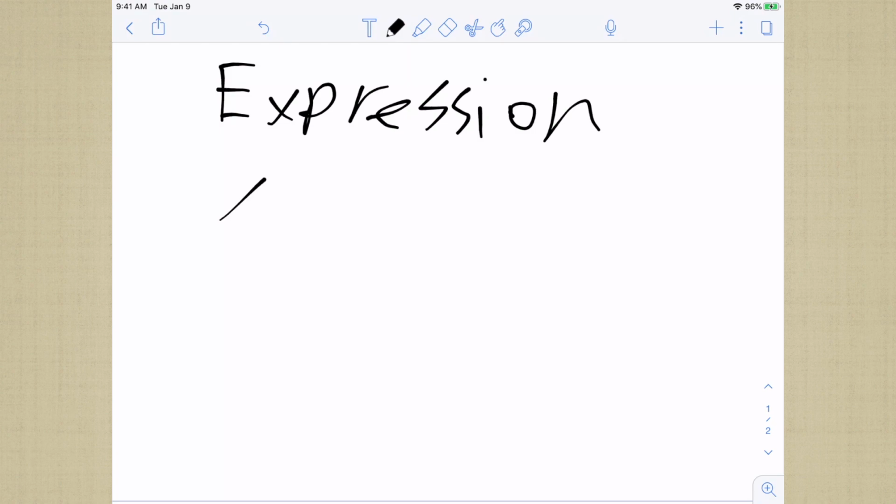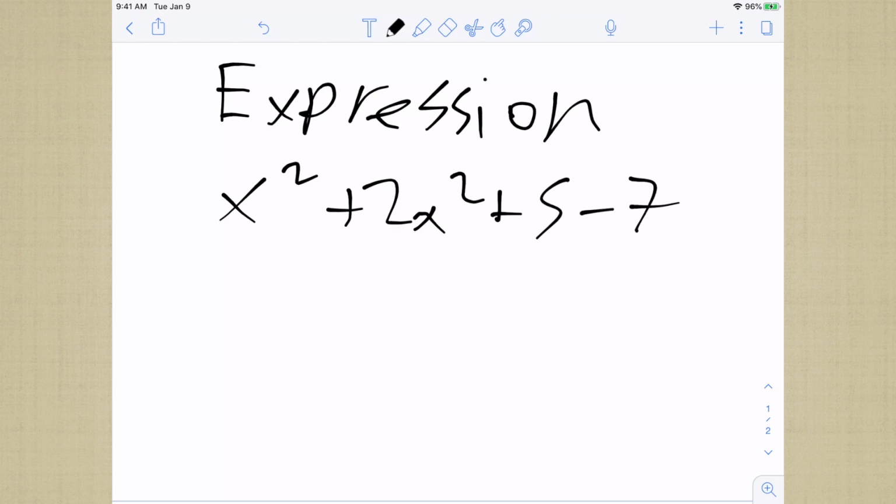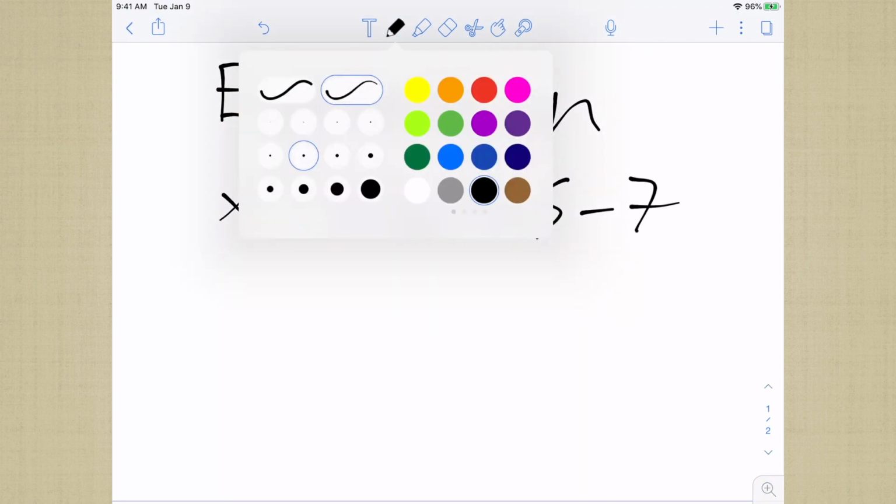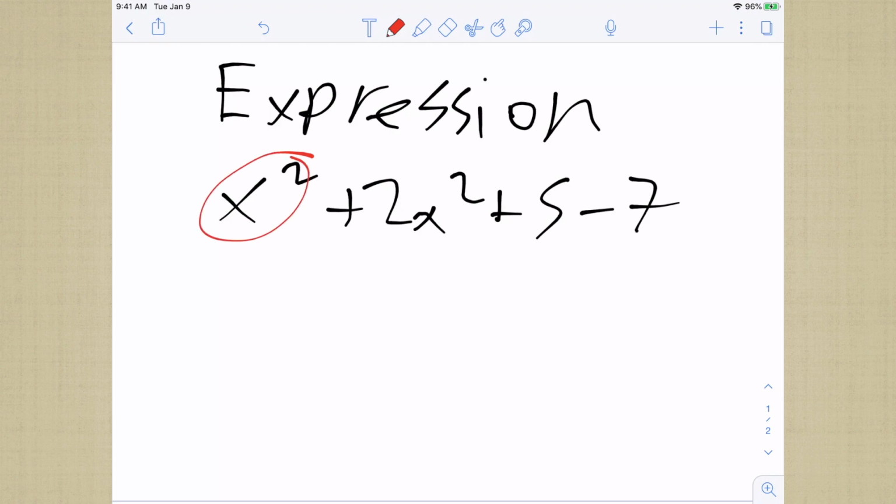So let's take x squared plus 2x squared plus 5 minus 7, for example. This expression is pretty long, and what we can do is simplify it. So that means we can combine like terms. But what are like terms? So, for example, these x squareds are like terms, and these whole numbers are also like terms.